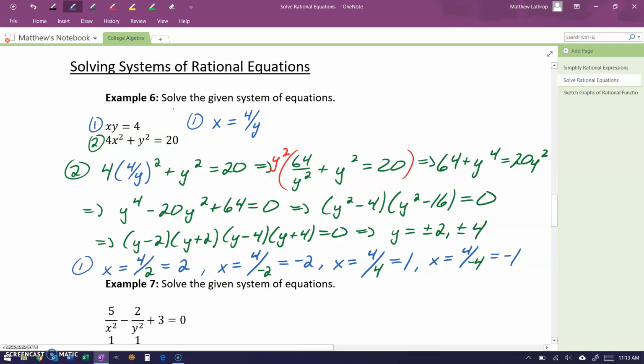In the end then, we have 4 different solutions. We need to make sure we're being careful at the values of x and y that are paired together. When we got an x value of 2, we got that by substituting in y equals 2. When we got our x value of negative 2, we had substituted in y is equal to negative 2, giving us 2 of our coordinate pairs. The other pairs would be 1, 4, and negative 1, negative 4.